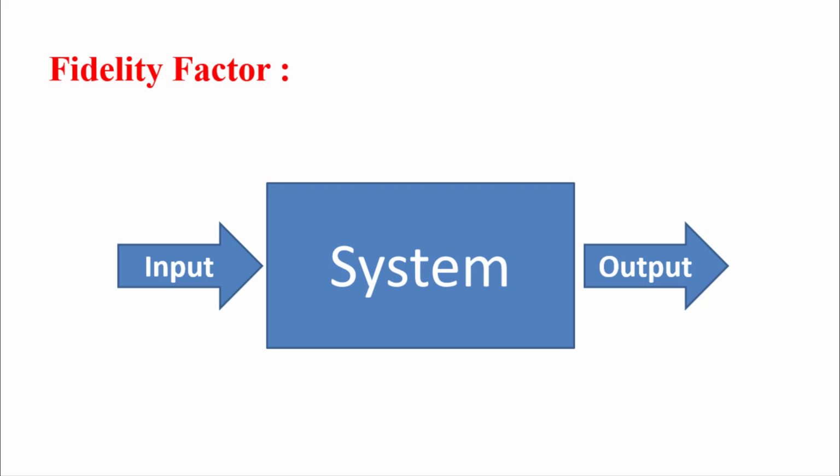So if we assume that we have a system in general, we have input and we have output. Fidelity factor is a parameter that compares output and input. We can assume it like efficiency in antennas. So it is a parameter that compares output and input in our system.